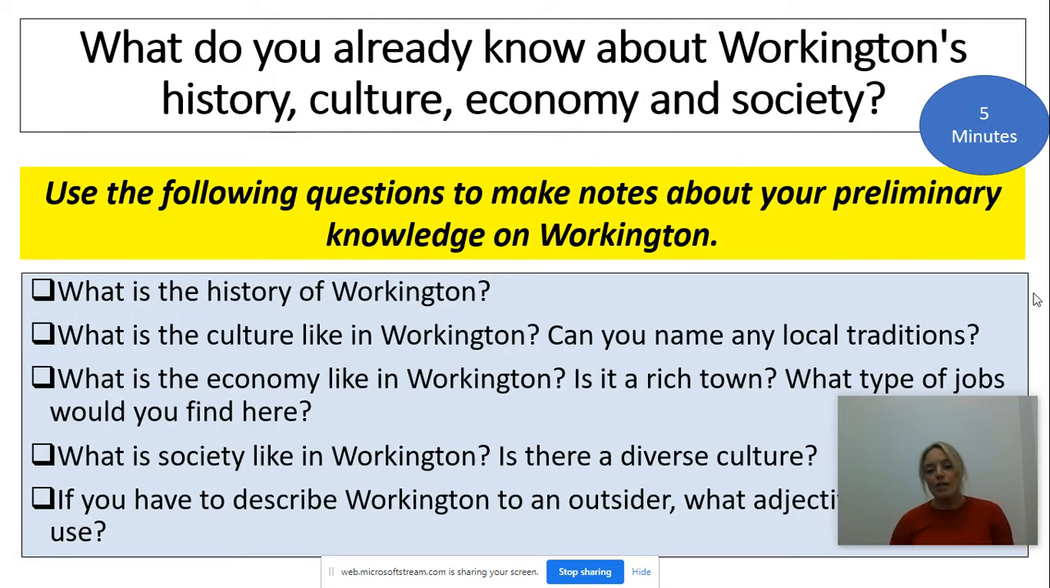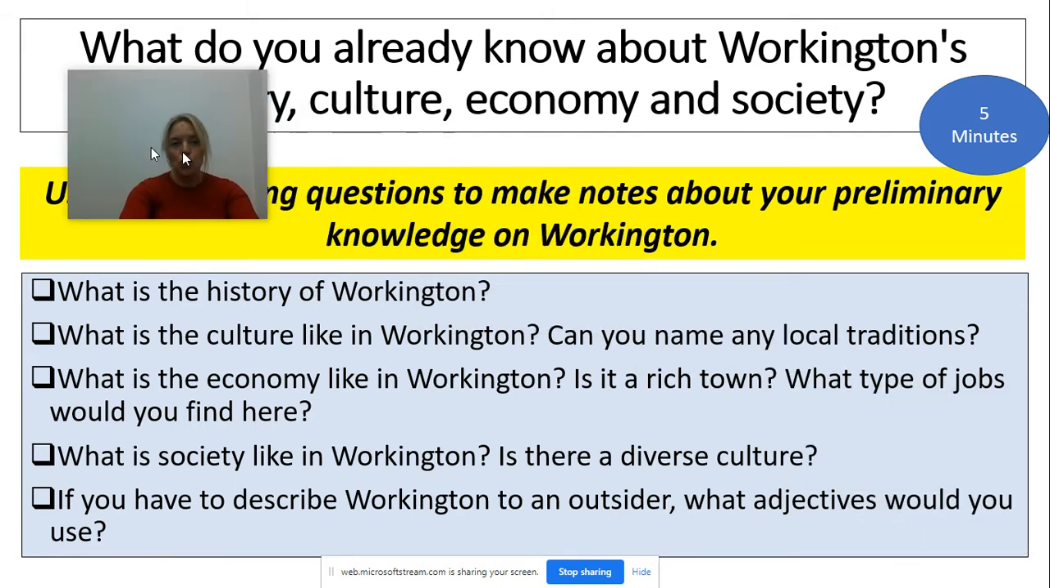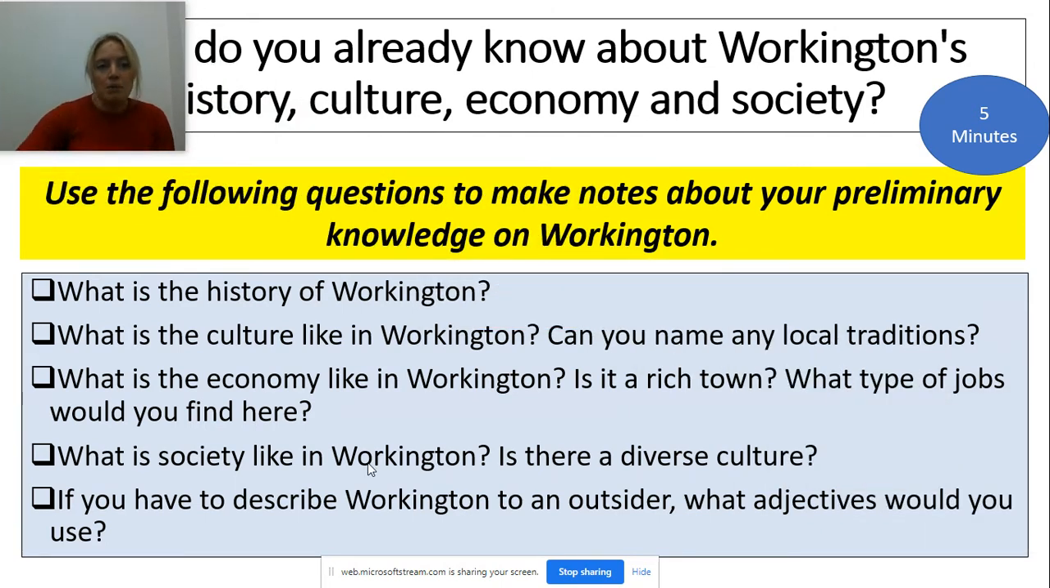Okay, so now that you've got those headings, I'm going to get you talking. You can talk with anybody else who's in the class with you. You can talk with the teachers who is leading this. I want you to make notes about what you already know about Workington. So what is the history? What's the culture like? Do we have any local traditions? Maybe thinking about sports. What's the economy like?